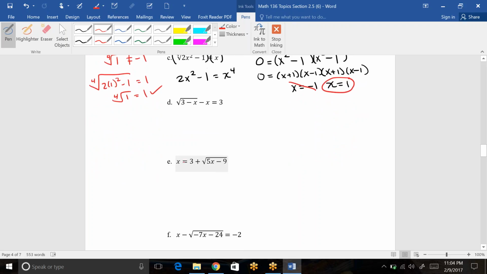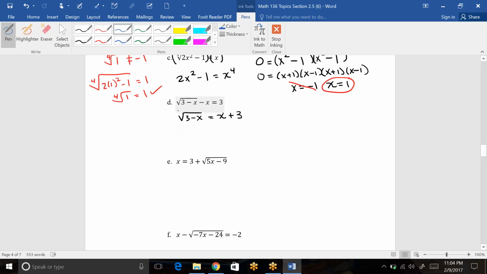Okay, we did E in class, so I'm going to do D right now. This is not isolated yet. To be able to solve these, you need the radical isolated. So I'm going to add the x over to the other side. It doesn't matter if you put it in front of the 3 or not. I like things to be in descending order.